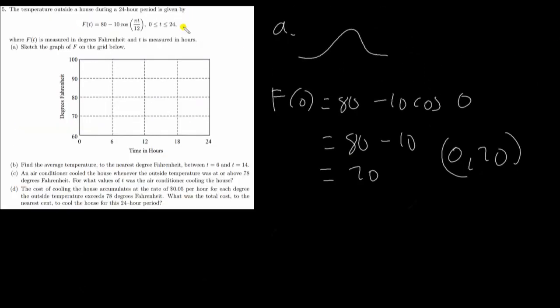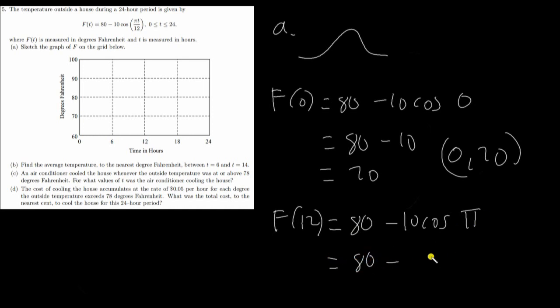And then if I plug in 12 for t, it's going to be 80 minus 10 cosine. And then if I plug in 12 for t, the 12 and the 12 are going to cancel. So let's get cosine of pi. Well, cosine of pi is negative 1. So it's going to be minus negative 10, so plus 10, or 90. And that gives me the point 12 comma 90.